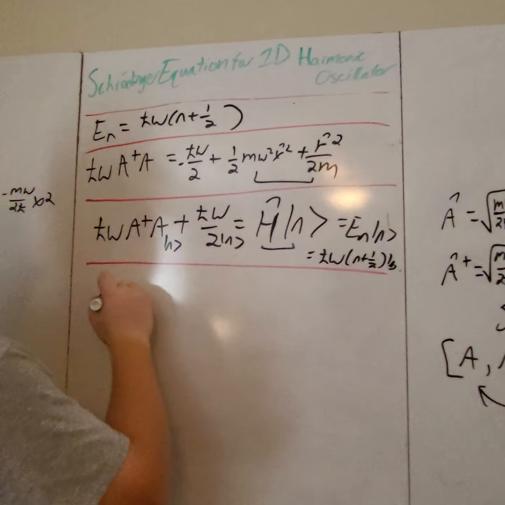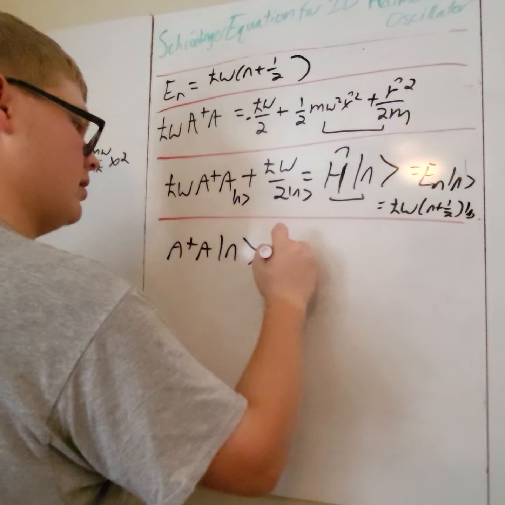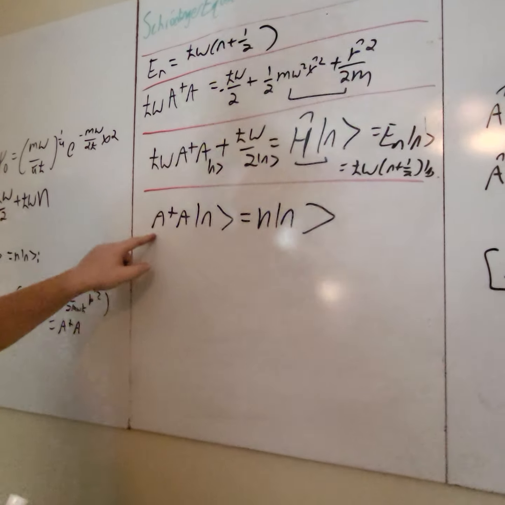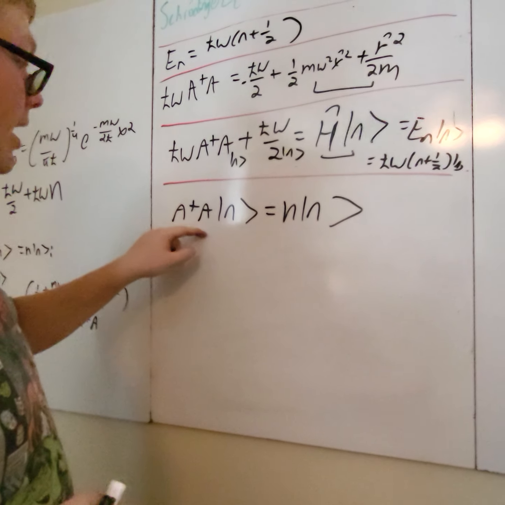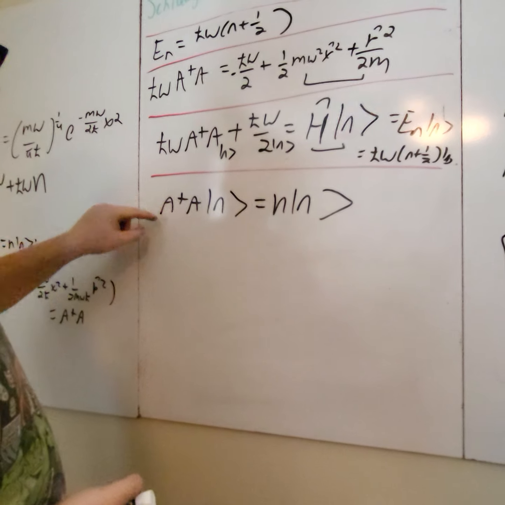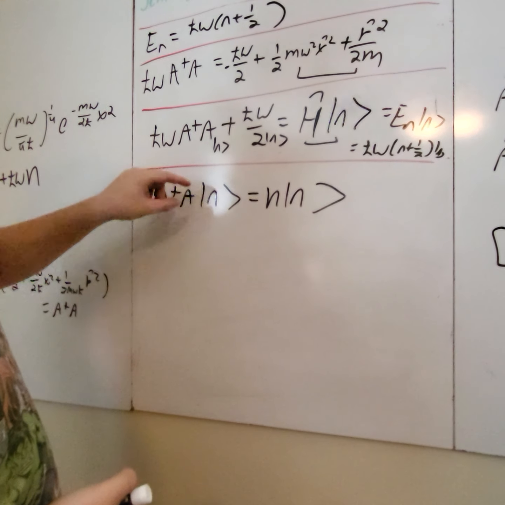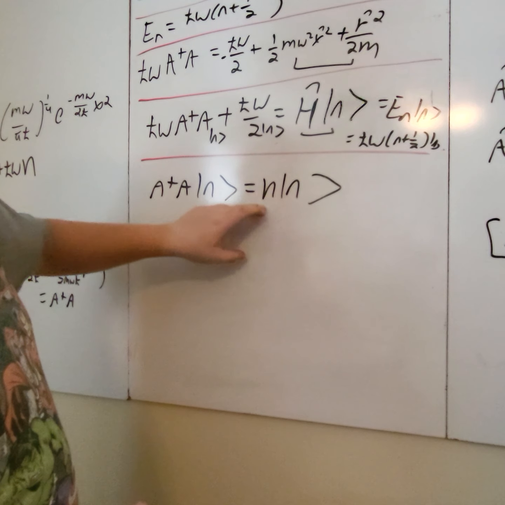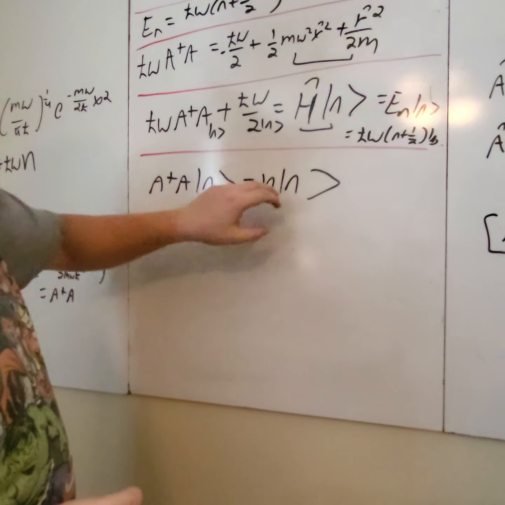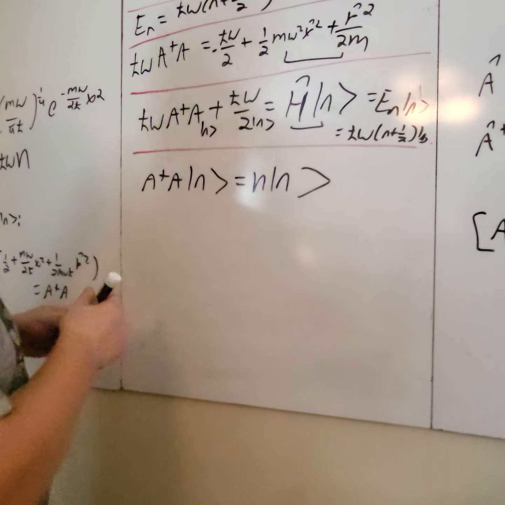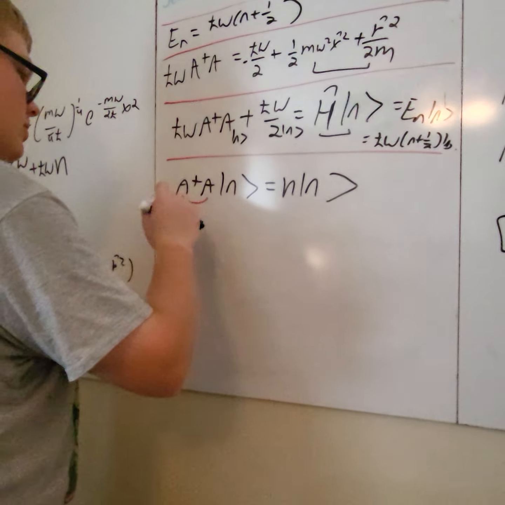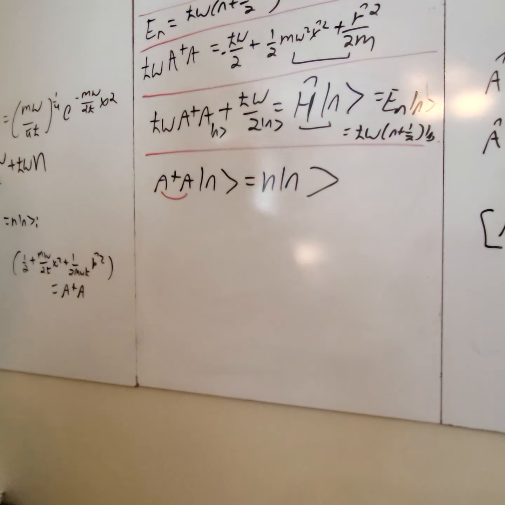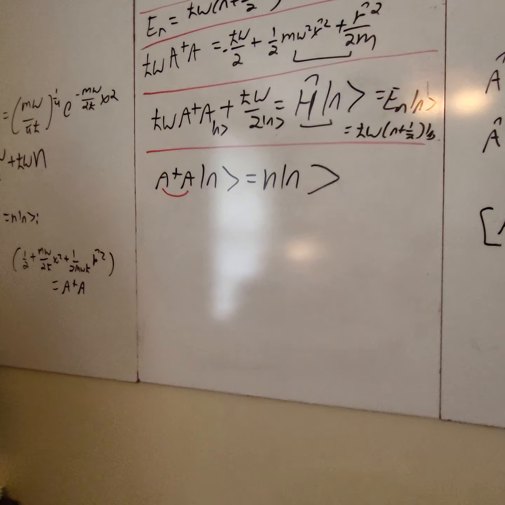Which means that when you act the operator, which is a star times a, on the state n, it's equal to n times that state, and it's why this thing is called the number operator. So that's an important identity right there. I'm going to write it over here. Delete this stuff.